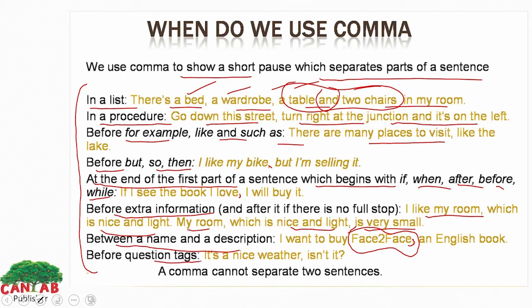Before question tags: it's nice weather, isn't it? This is the question tag here, so we add a comma before that. A comma cannot separate two sentences. We have to add a full stop between complete sentences.